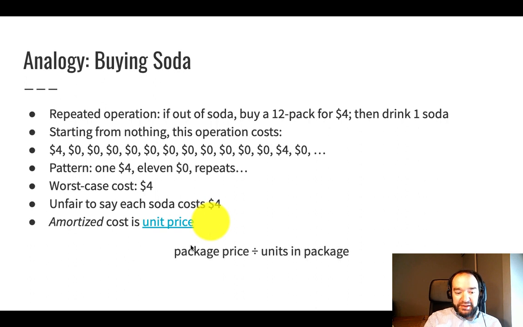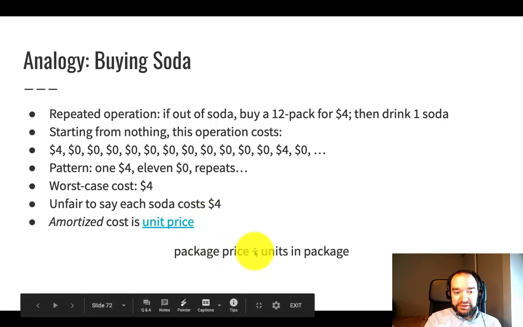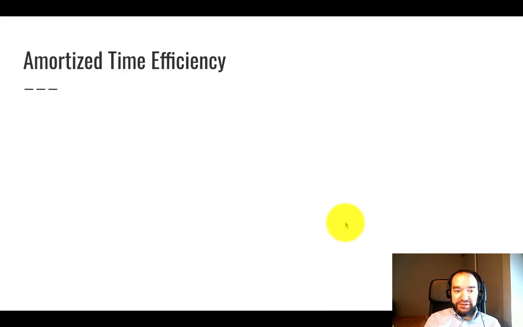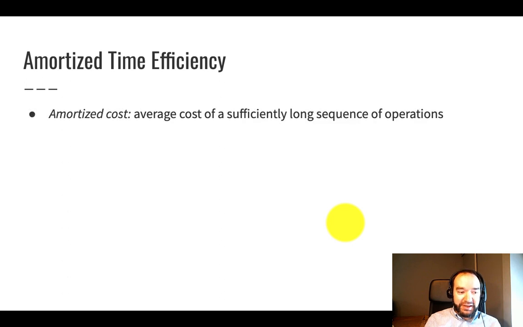The unit price is the package price, $4 for the 12 pack, divided by the number of units in the package, which is 12. So the unit price, the dollar per can of soda, would be $4 divided by 12, which comes out to about 33 cents per drink. And I would say that's a more fair measure of how much I'm spending on soda, about 33 cents every time I drink a soda, even though occasionally I have to come up with $4.